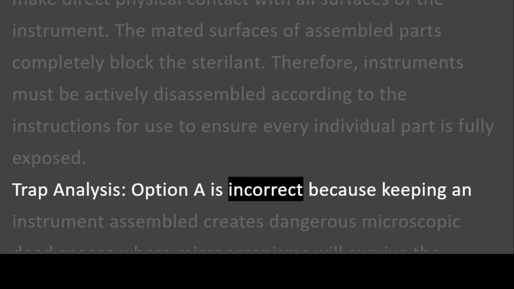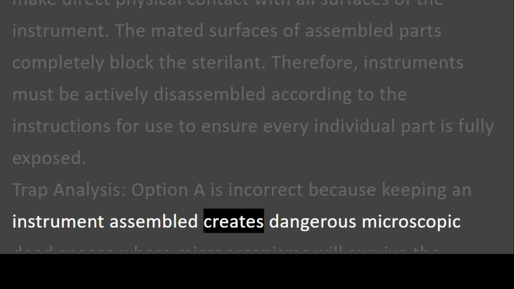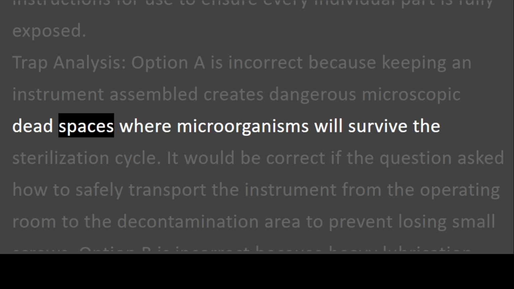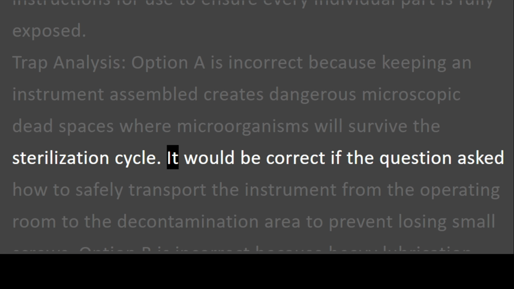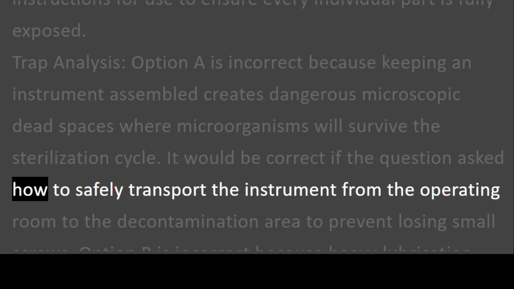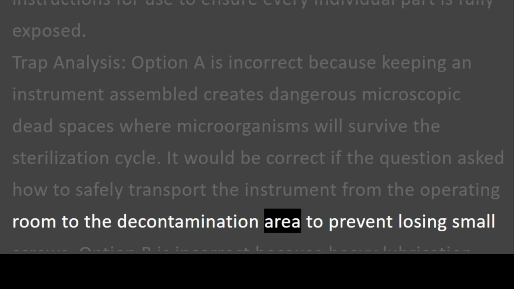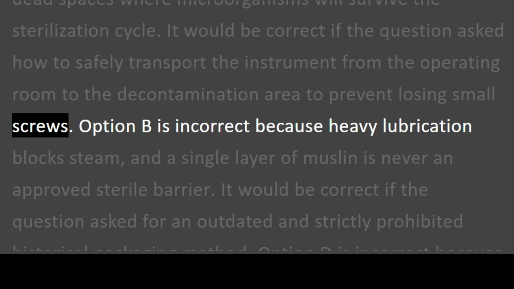Option A is incorrect because keeping an instrument assembled creates dangerous microscopic dead spaces where microorganisms will survive the sterilization cycle. It would be correct if the question asked how to safely transport the instrument from the operating room to the decontamination area to prevent losing small screws.